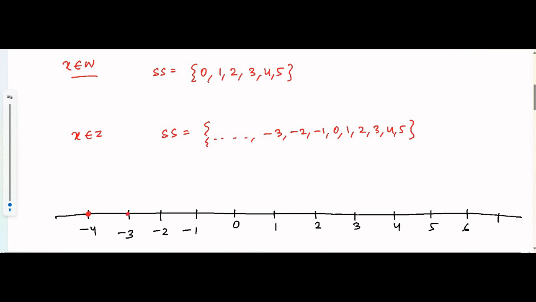All the negative numbers would have placed an arrowhead like this because it goes like this. All the negative numbers, then 0, 1, 2, 3, 4, and 5. It goes to the left hand side like this.